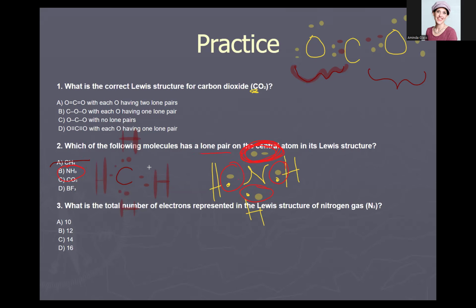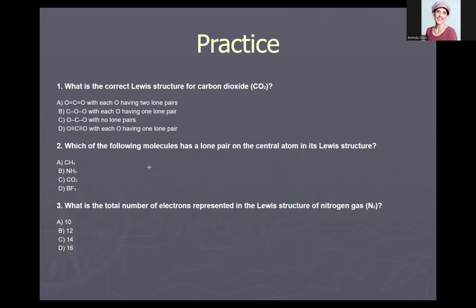Now let's look at number 3. Number 3 says, what's the total number of electrons represented in the Lewis structure of nitrogen gas? Well, nitrogen, we know, has 5 valence electrons because it's in group 15, which means it has 5 valence electrons. There are 2 nitrogens here. So 5 times 2 gives me 10. If I drew N2 as a Lewis dot diagram or dot structure, I would need to make sure it had 10 valence electrons, which is A.